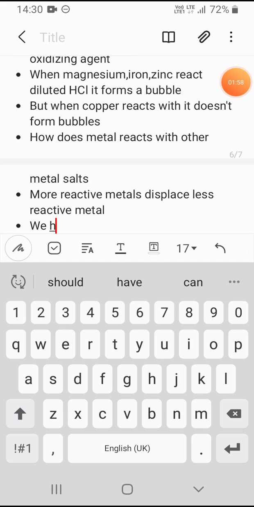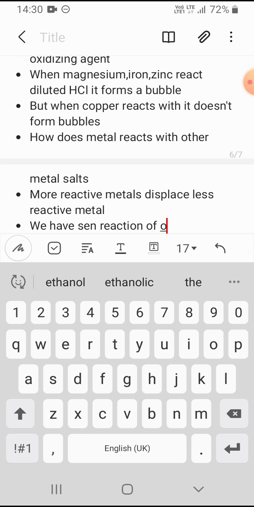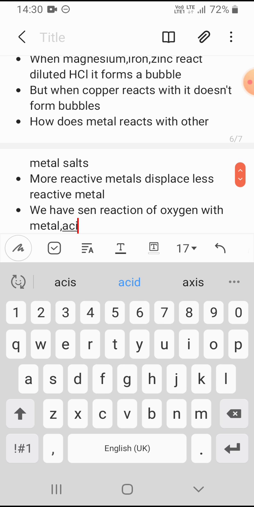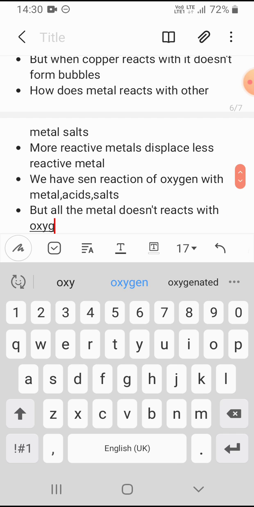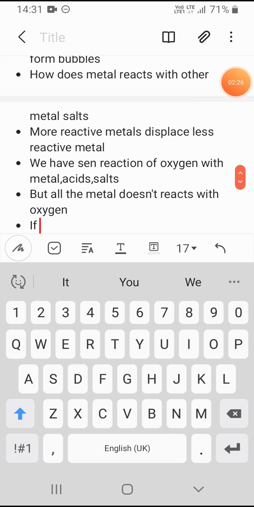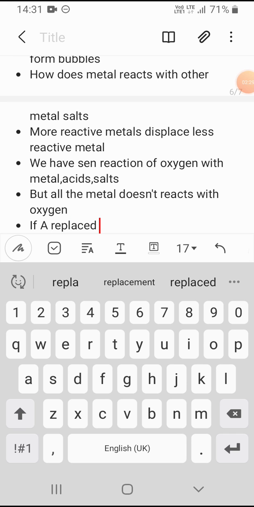We have seen the reaction of oxygen with metal, acid, and salts, but not all metals react with them. All the metals do not react with oxygen, because if A replaced B, then we can say B is less reactive.